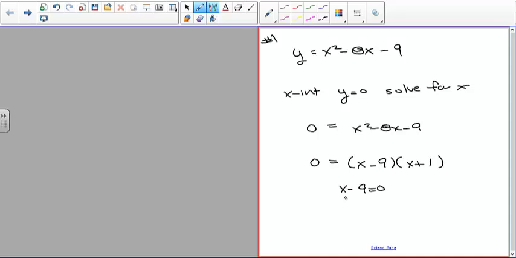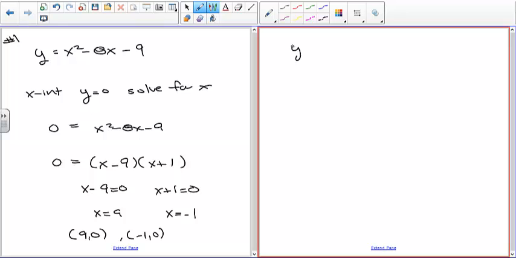x minus 9 equals 0. If this goes to 0, then the product goes to 0. So you can solve for the 0. And the same way here, x plus 1 equals 0, or x equals negative 1. So those are the x-intercepts. If you did that, that's fine. You could do 9 comma 0 and negative 1 comma 0 as the points.